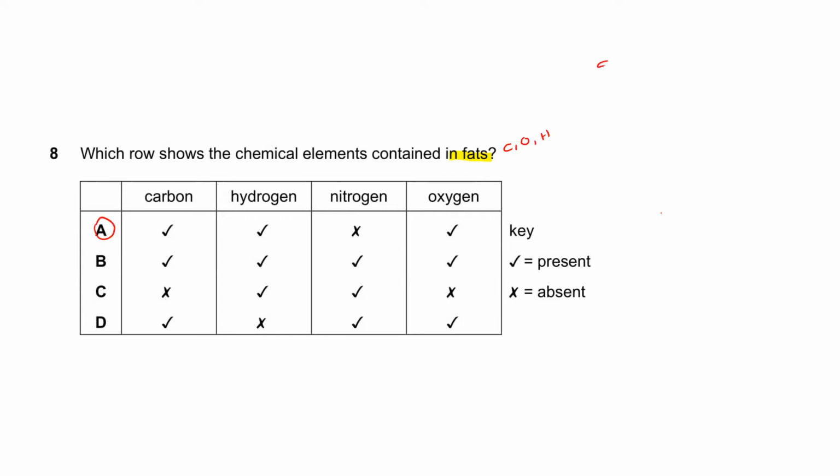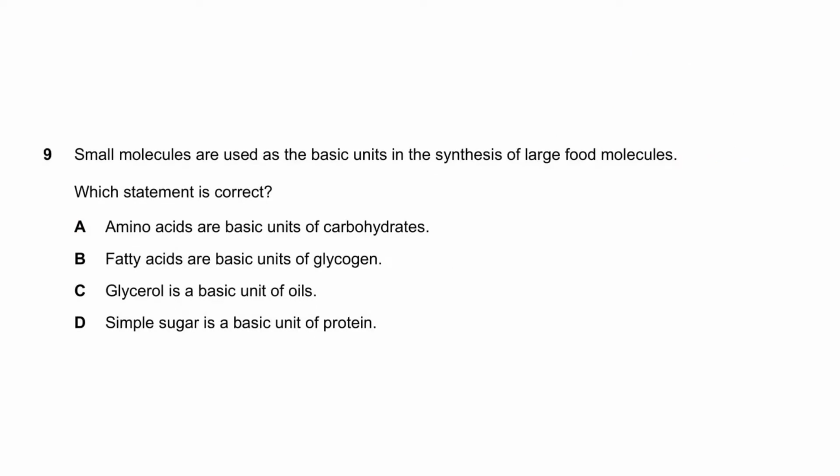But let's have a quick recap. Carbohydrates are like fats. They also contain carbon, oxygen, and hydrogen. Proteins, on the other hand, contain carbon, oxygen, hydrogen, and nitrogen, sometimes phosphorus and sulfur. Question 9 says small molecules are used as the basic unit in the synthesis of large food molecules. Which statement is correct? Amino acids are the basic unit of carbohydrates. This is wrong because amino acids are the basic unit of protein.